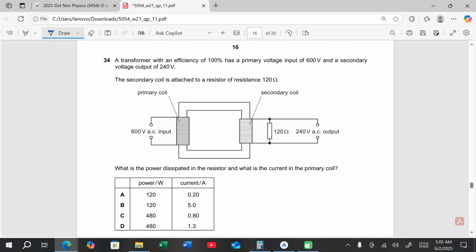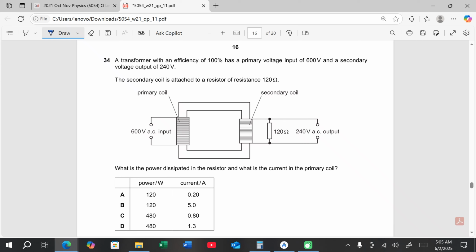A transformer with an efficiency of 100% has a primary voltage input of 600 volts and a secondary voltage output of 240 volts. A secondary coil is attached to a resistor of resistance 120 ohm. What is the power distributed in the resistor? What is the current in the primary coil?